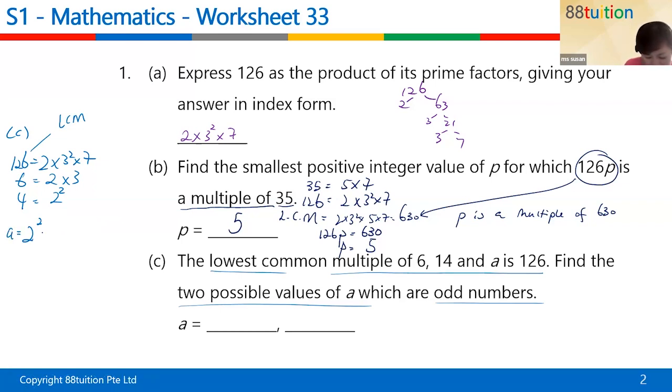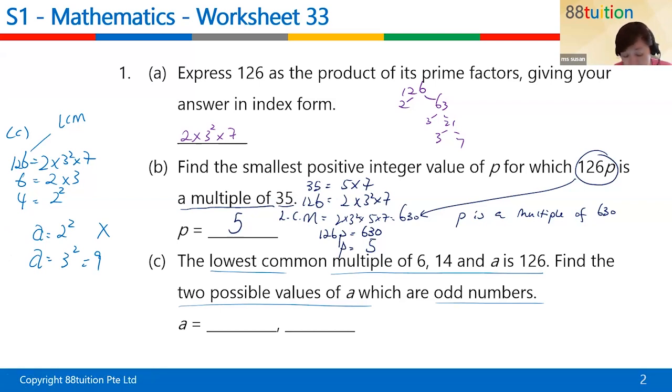So A could be 4. But what happened here is he said 4 is not an odd number. 4 is an even number. He wanted an odd number. So we don't choose this. The only thing we can start from is 3 to the power of 2, which is 9. Could be possible, correct, and odd.